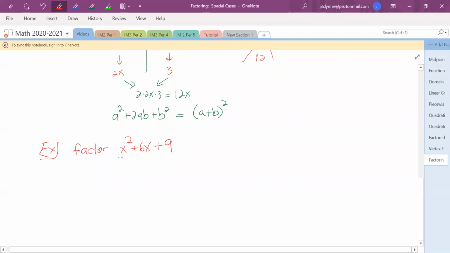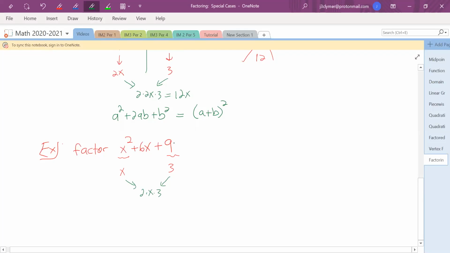If we look at this first term, the square root of that is x. We look at this last term, the square root of that is 3. And so if we multiply the two of these together, we get 2 times x times 3, which is in fact 6x.